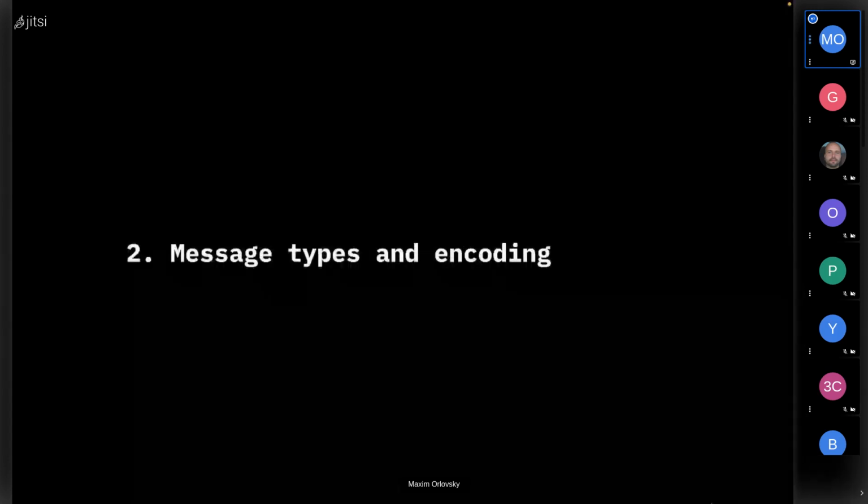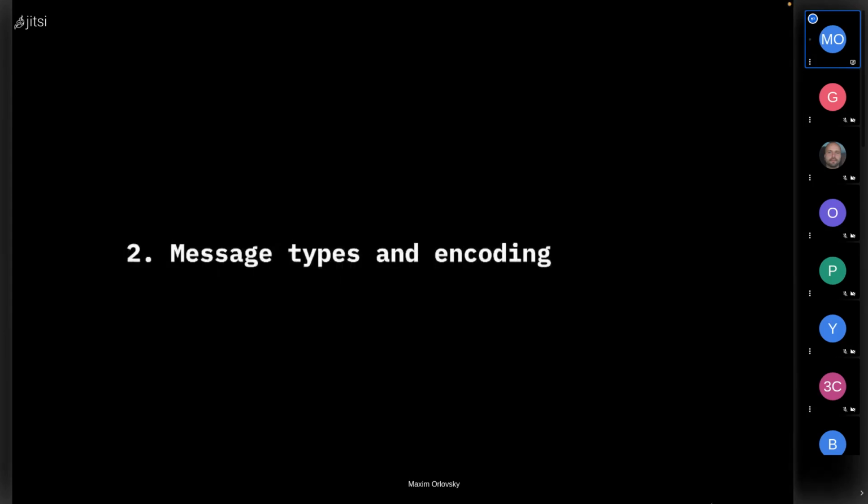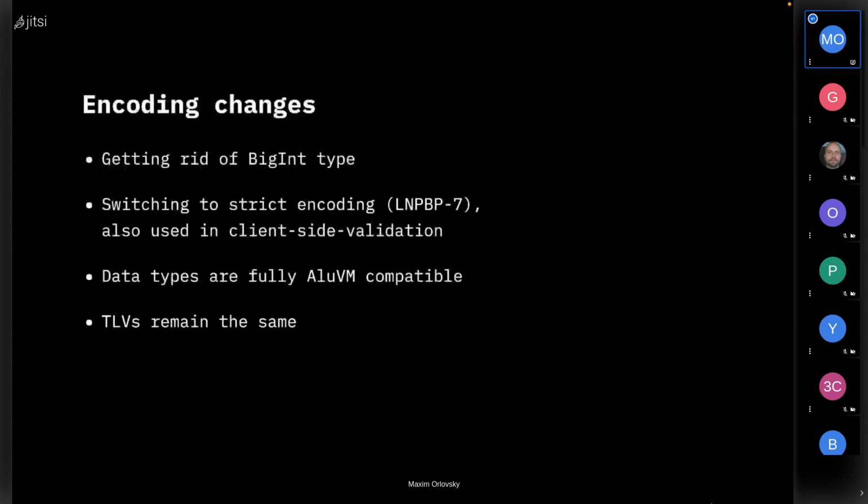The second thing I would like to describe is how we organize the typing of the message system used in Bifrost and changes to the encoding algorithms. I will start with encoding changes. First of all, we remove the support for the big int type. What is the big int type?